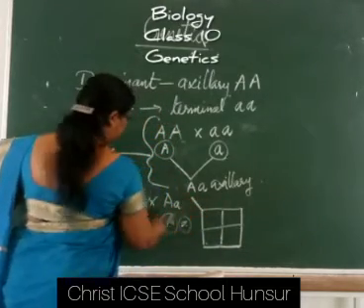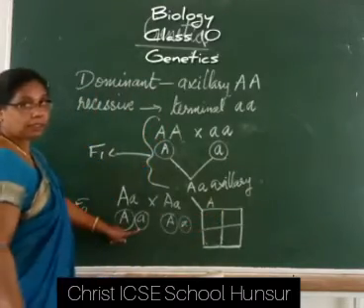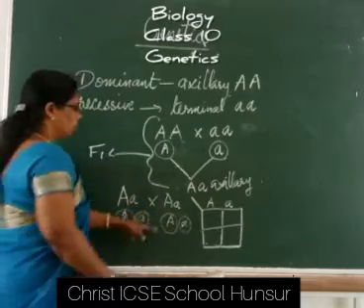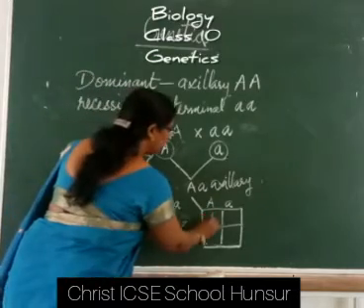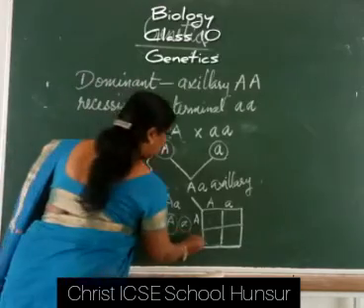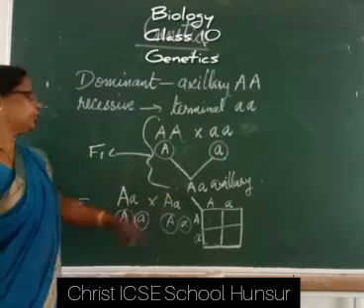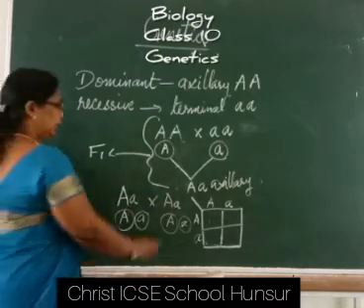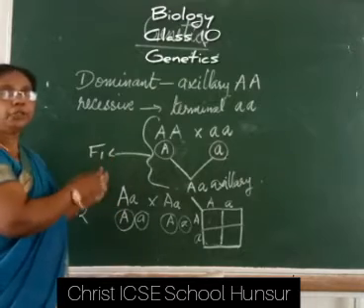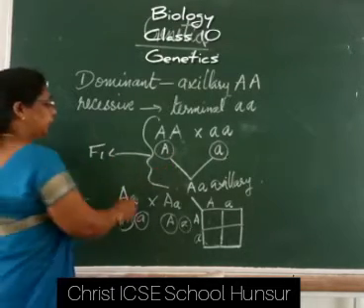Okay. Here first capital A, next one small a. So here capital A, here small a. Now tell me, what is the genetic constitution of this one? I have shown you already in the case of hemophilia. I have shown you in the case of color blindness also. Come and tell me, what is the genotype?